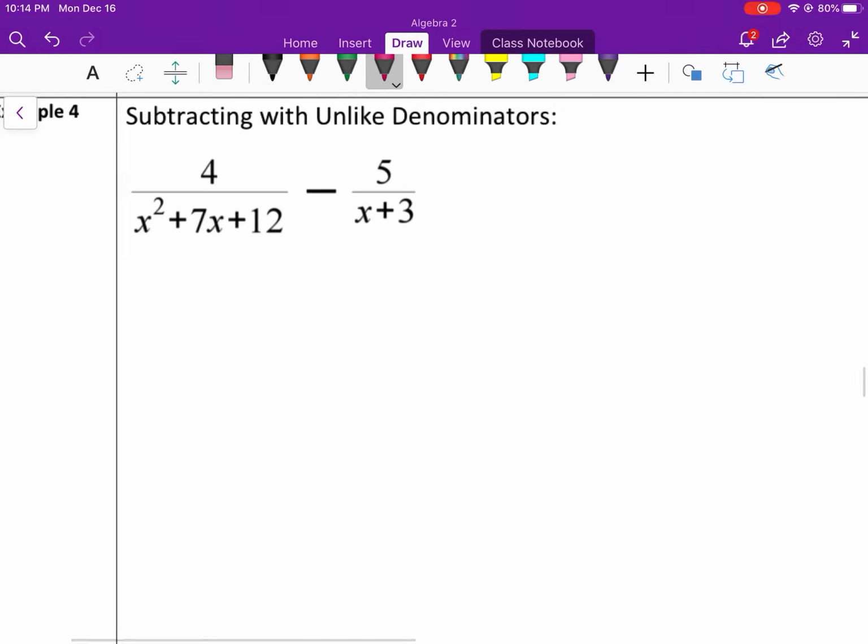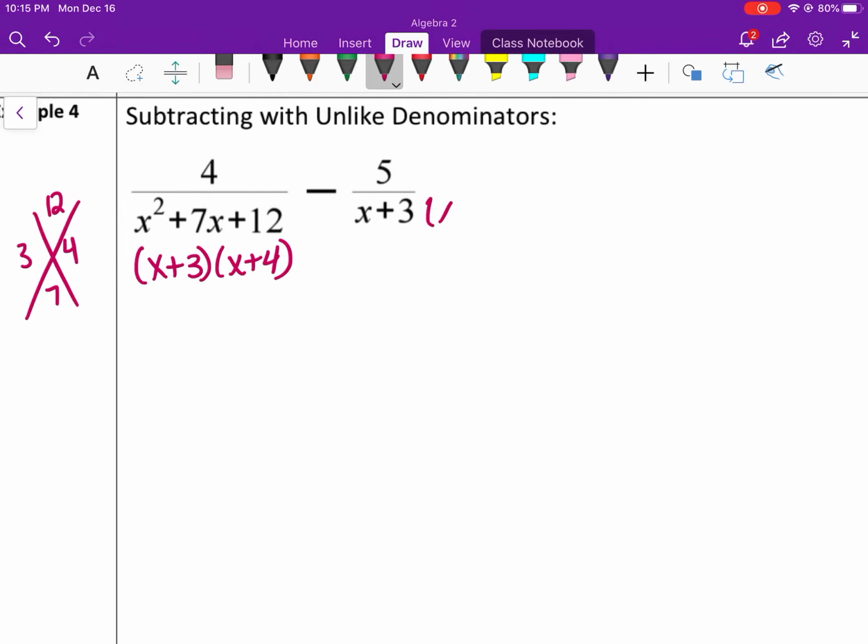Okay, this one, first factor the bottom of the first one, so multiplies to 12, adds up to 7 is 3 times 4. So it'll be x plus 3 and x plus 4, which means my second fraction also needs an x plus 4 on both the top and bottom because it already has an x plus 3. So your lowest common denominator will be x plus 3 and x plus 4.